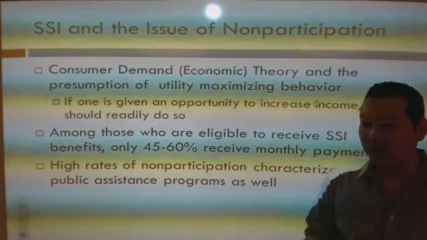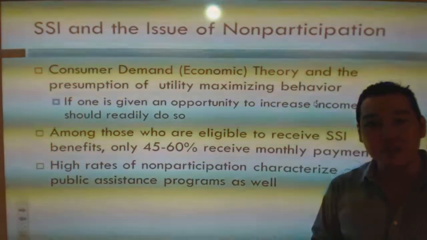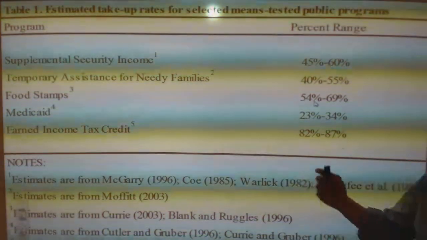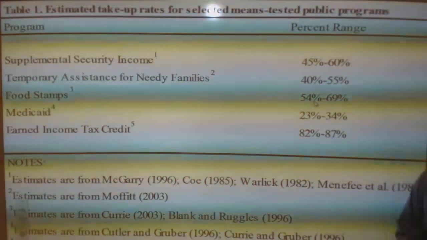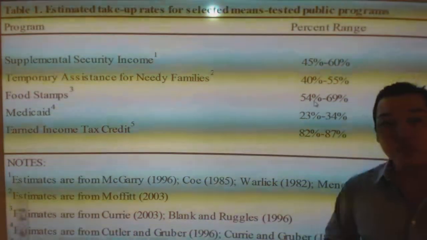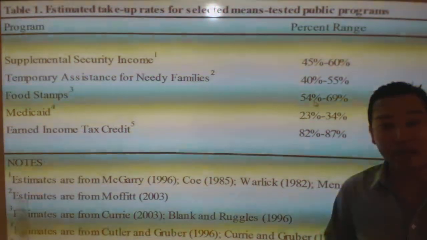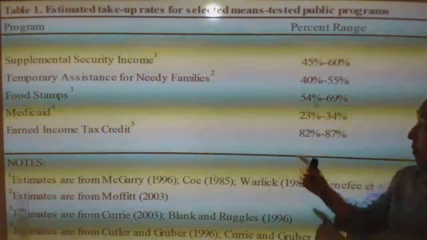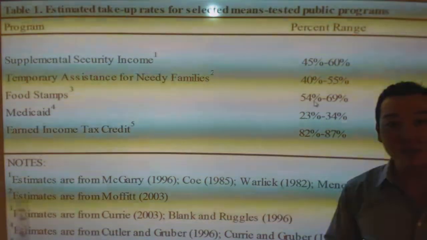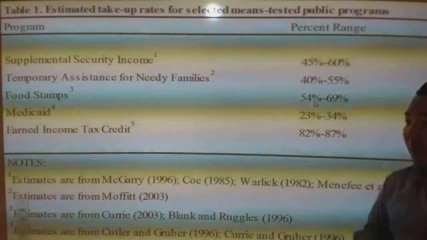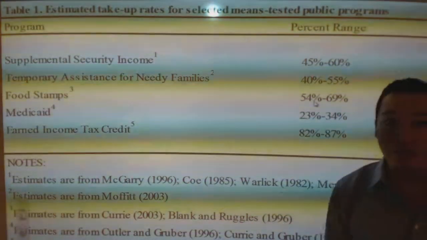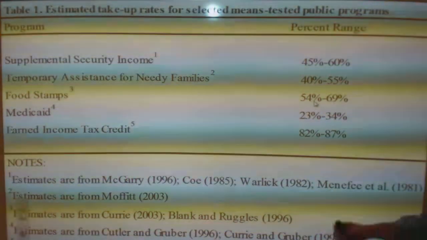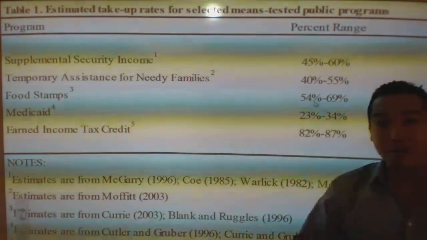You'll note that this is not just an issue limited to the SSI program, but across the board with most of our public assistance programs. In the case of SSI, the participation rates, and by participation I'm talking about people who are eligible, not just the entire population, which makes a big difference, among people who are eligible to receive benefits, only about 45 to 60% actually take up the SSI benefit. And it's not just limited to SSI, it's also in our TANF program, our major welfare program. It's a similar range, 40 to 55% are the research estimates.